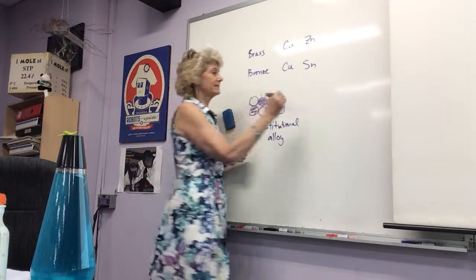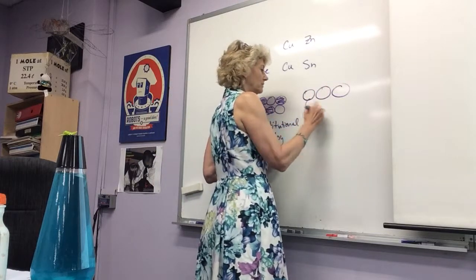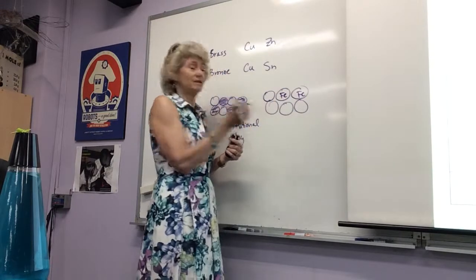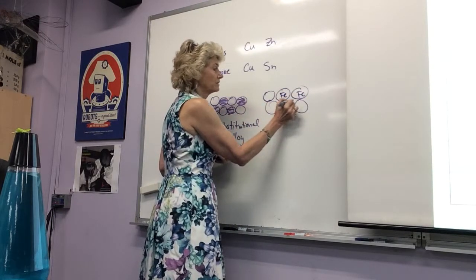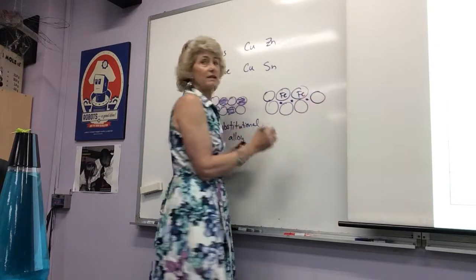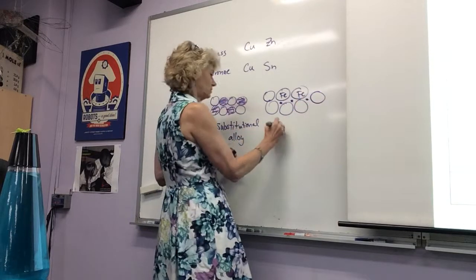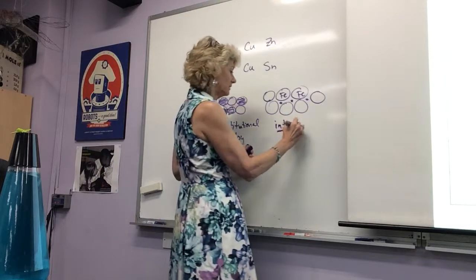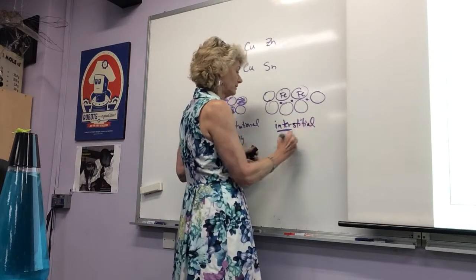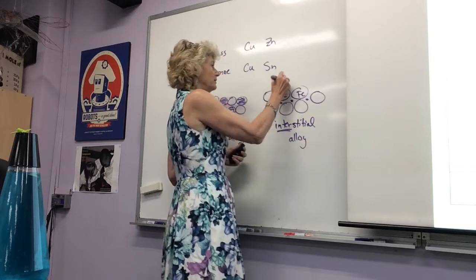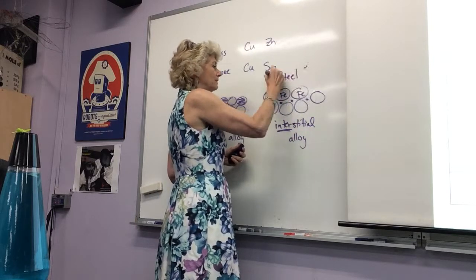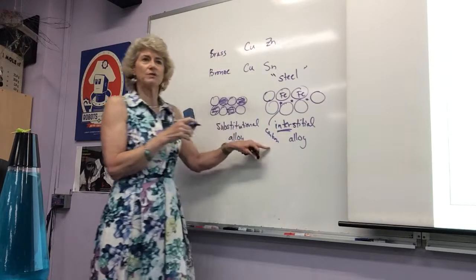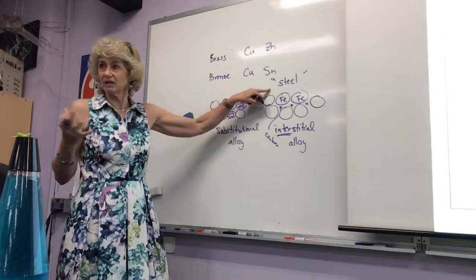But somebody mentioned steel. What's steel made of? Iron, pretty big, with carbon inserted, because carbon is so small. So this is interstitial. Inter is the prefix for between. So an interstitial alloy is what we all know as steel. So carbon and iron. And the more carbon you put, it changes the quality of the steel.